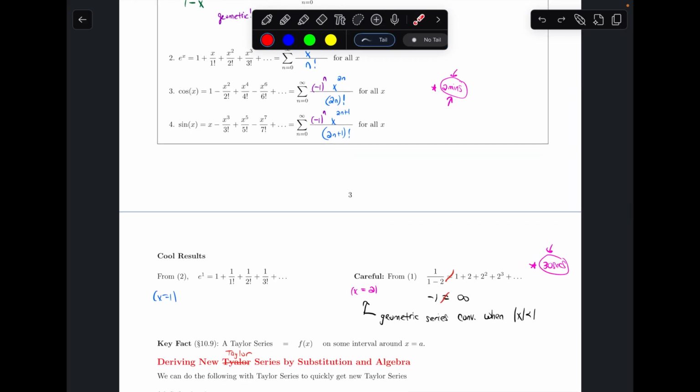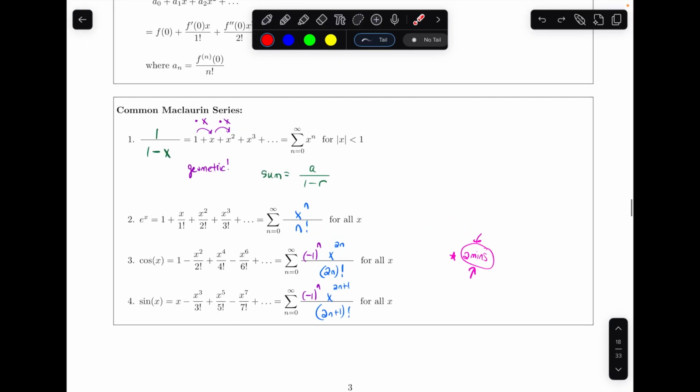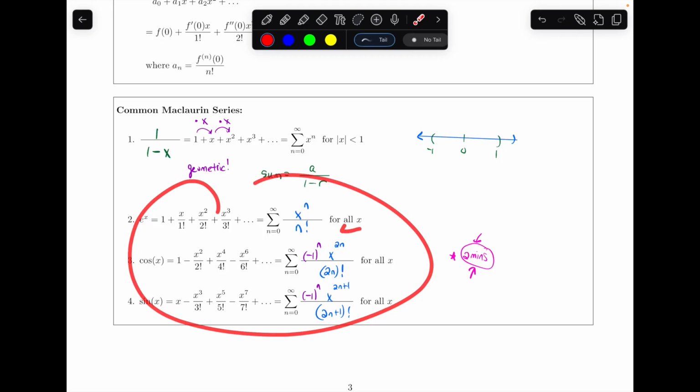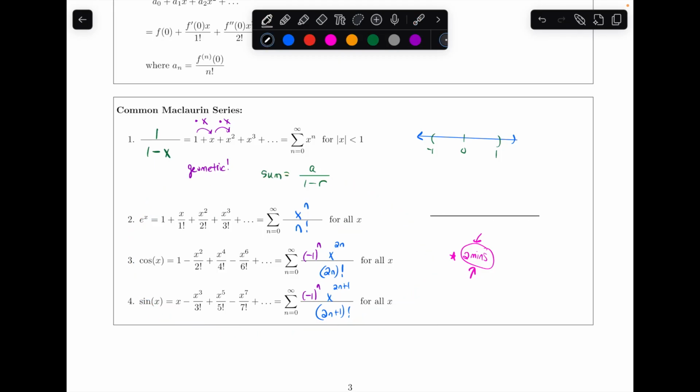And finally, a key fact. A Taylor series equals the original function on some interval around x equals a. So this is most clear to see, I think, in this first example. If I were to represent on a number line what absolute value of x is less than 1 is saying, well, the center point of this Maclaurin series is 0. And when absolute value of x is less than 1, that means I'm in between -1 and +1. So any x value in this interval, when I plug it in, it makes both sides be equal. For all these other ones, they work for all values of x, which means they would work for anything in the whole number line. So my interval is infinitely long.